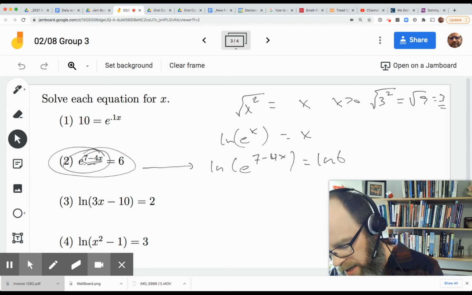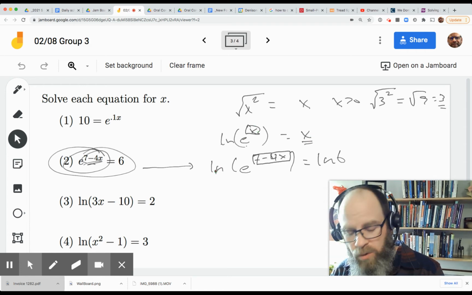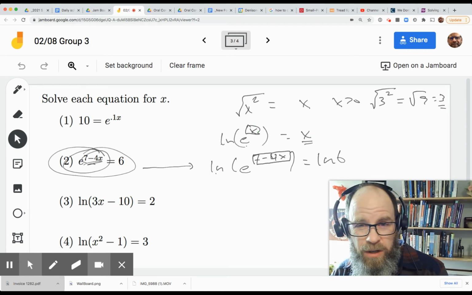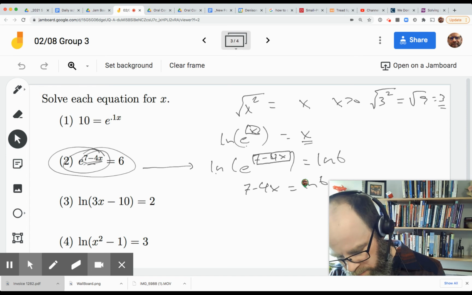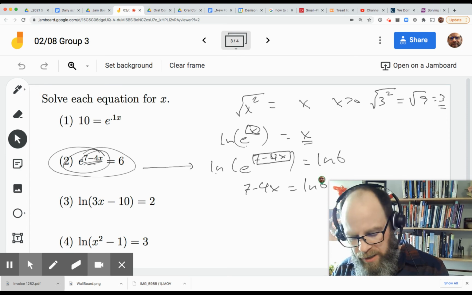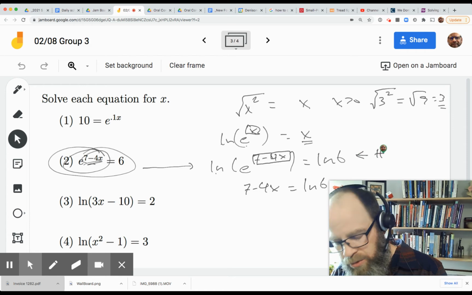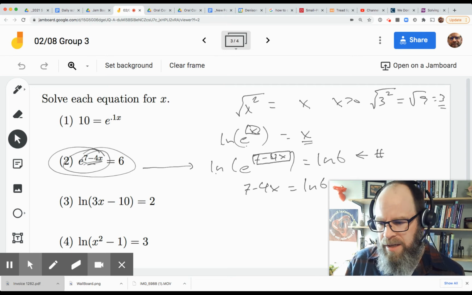Now what's that going to do with this left-hand side for us? Well, just like natural log of e to the x gave me x back, natural log of e to the 7 minus 4x is the same thing. The natural log and e functions are going to cancel each other out. And I'm just going to have 7 minus 4x equals the natural log of 6. Don't forget, natural log of 6 is just a number. It's some decimal approximation, probably a little bit bigger than 2 if I had to guess.